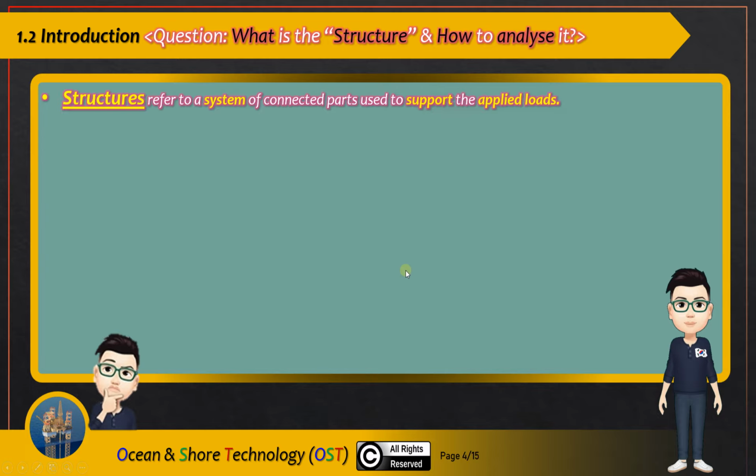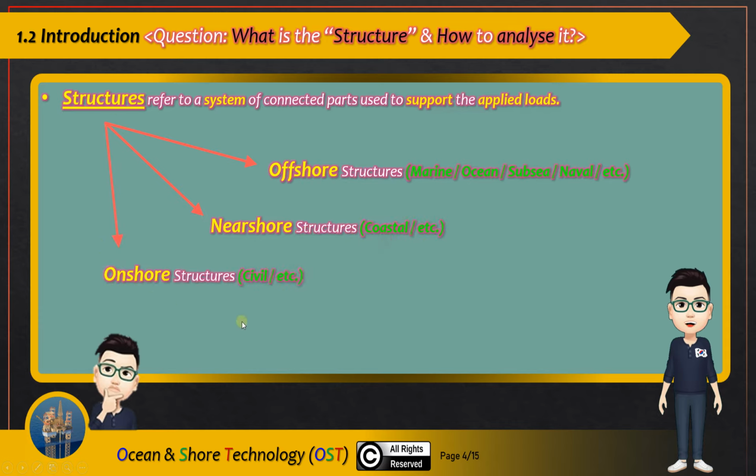Let's have a brief discussion of what a structure is and how to analyze it. A structure can be referred to as a system of connected parts used to support applied loads. These structures can be split into three. Firstly, offshore structures, including marine, ocean, subsea, naval architecture, and shipping, such as ships and offshore structures. At the same time, we have nearshore structures, for example coastal structures, and also onshore structures like civil, bridges, highways, and buildings.